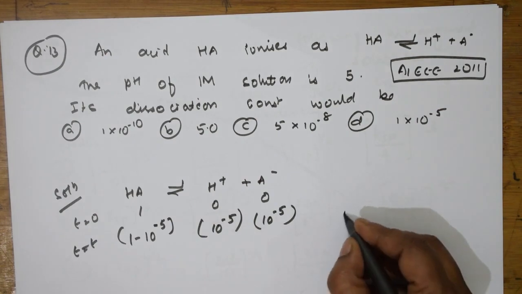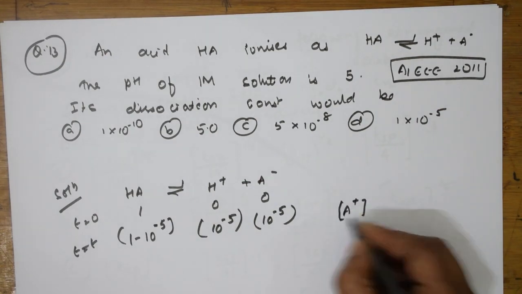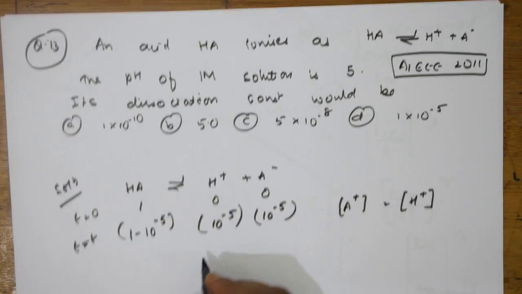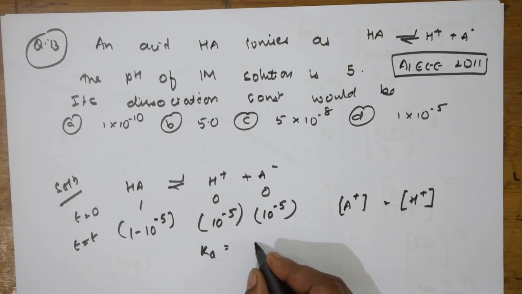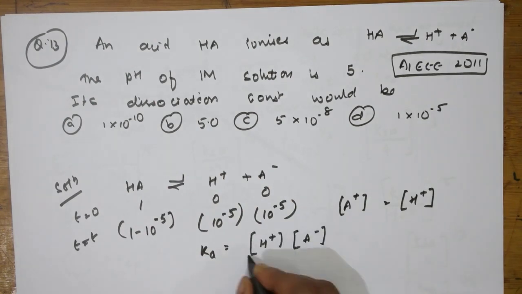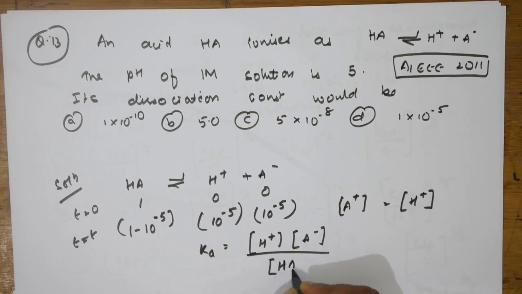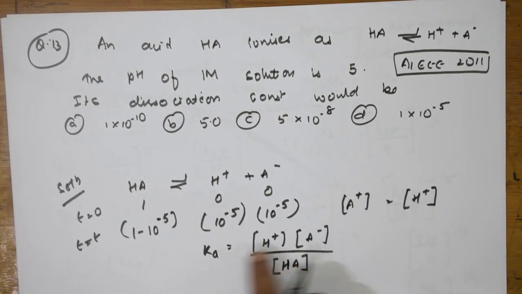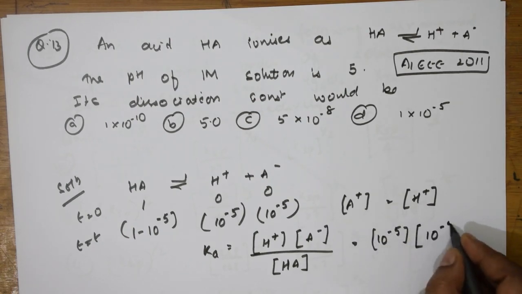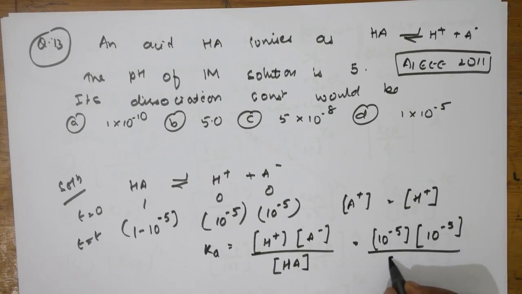Right. Now, the concentration of A minus is equal to the concentration of H plus. Now, I need to find Ka. K is equal to product by reactant, concentration of H plus times A minus divided by HA. How much is H plus given? 10 raised to the minus 5. A minus is again 10 raised to the minus 5. HA is 1 minus 10 raised to the minus 5.